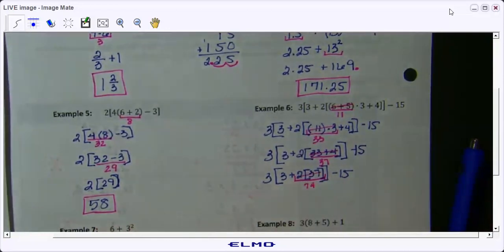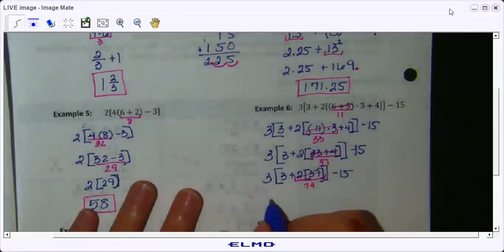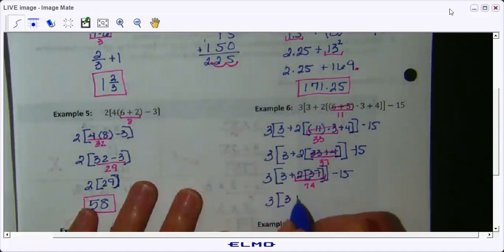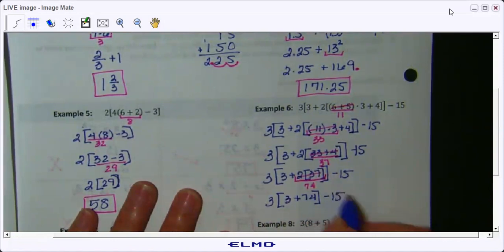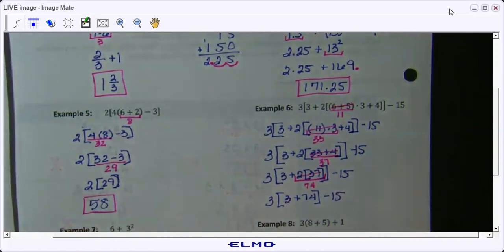Okay, I'm going to stop for just a second because I feel like I'm going too fast. Anybody have any questions so far? Okay. So we have 3 times 3 plus 74 in your bracket minus 15. At this point, you should be able to solve it on your own. So I'm going to go ahead and finish this.